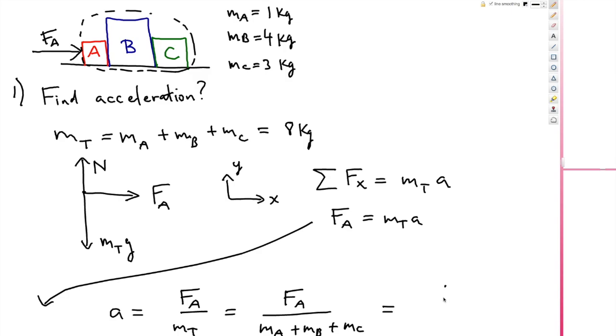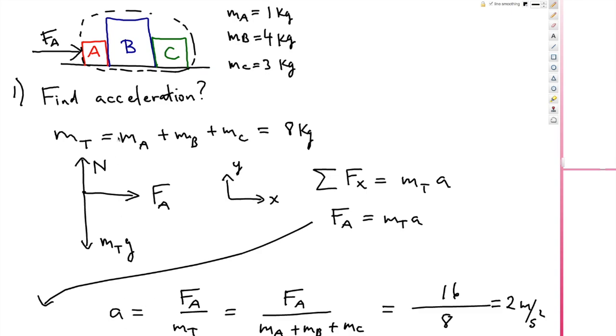Now, if you actually want to find a number, well, we can just substitute all our values in. We get 60 for the applied force, and we found the total mass was 8 kilograms. Therefore, our acceleration for the system is 7.5 meters per second squared. Okay. So, pretty simple. You just put them all in one big chunk and look at all the forces acting on the chunk, and then solve for the acceleration.